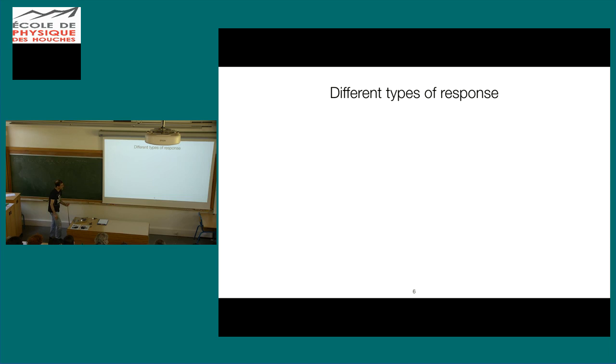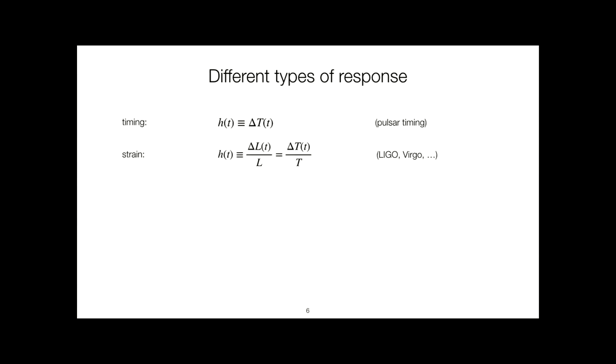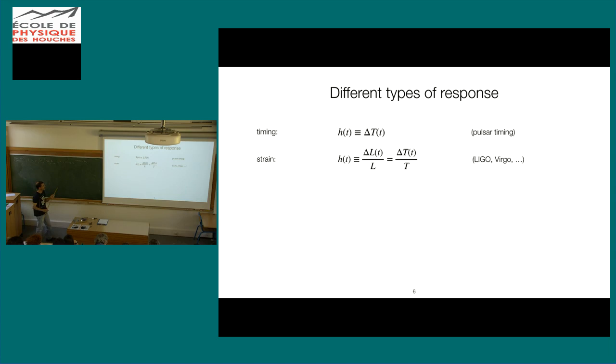Now, if you read the literature, you'll see that there are different types of responses that are used. Okay? So for pulsar timing, for example, one just takes the response to be delta t, the timing residual. Okay? For LIGO, you often hear h of t expressed as a strain, a delta L over L, okay, where L is the nominal length, L of t is the length as a function of time as the gravitational wave passes by. Okay, but delta L over L can also be expressed as delta t over t. So it's connected to the change in photon propagation time as well.